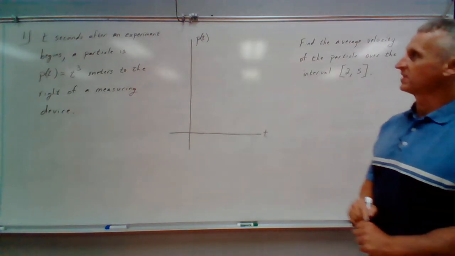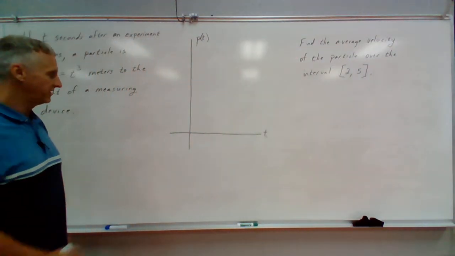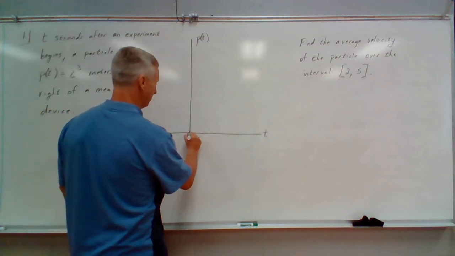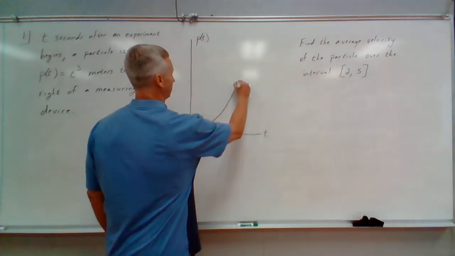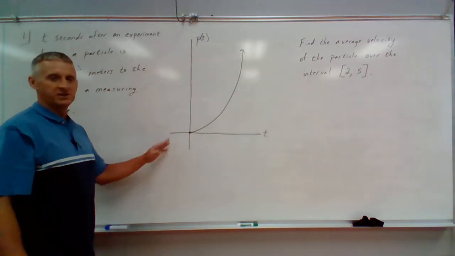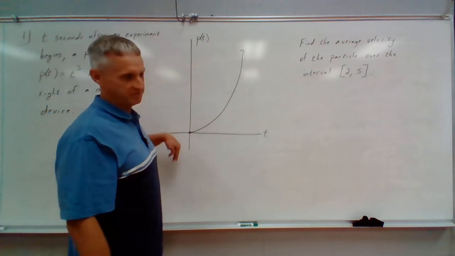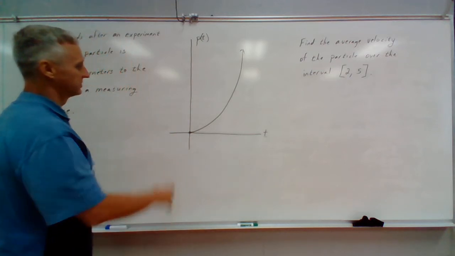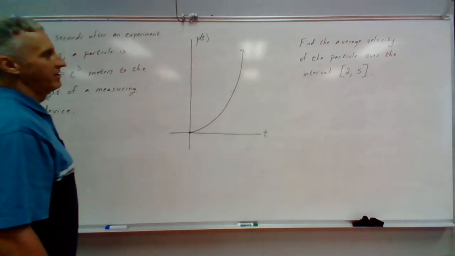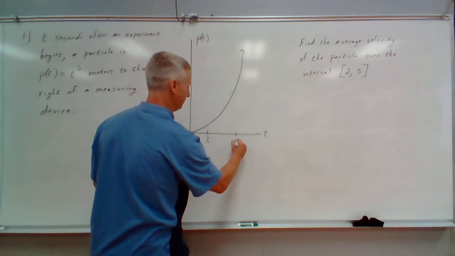All right. So first of all, we know what this graph looks like. We graphed it a few days ago. So it's going to go up like this. And on this side, it comes down this way, but we're really not concerned about that in this problem because that would be before the experiment began. So we're just going to look at this part. All right, we want to go from 2 to 5.